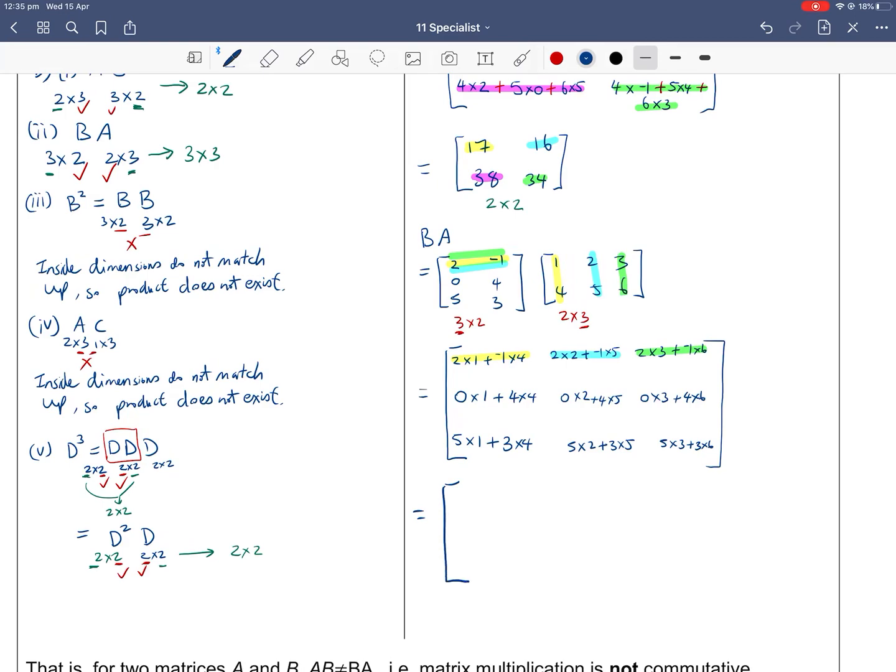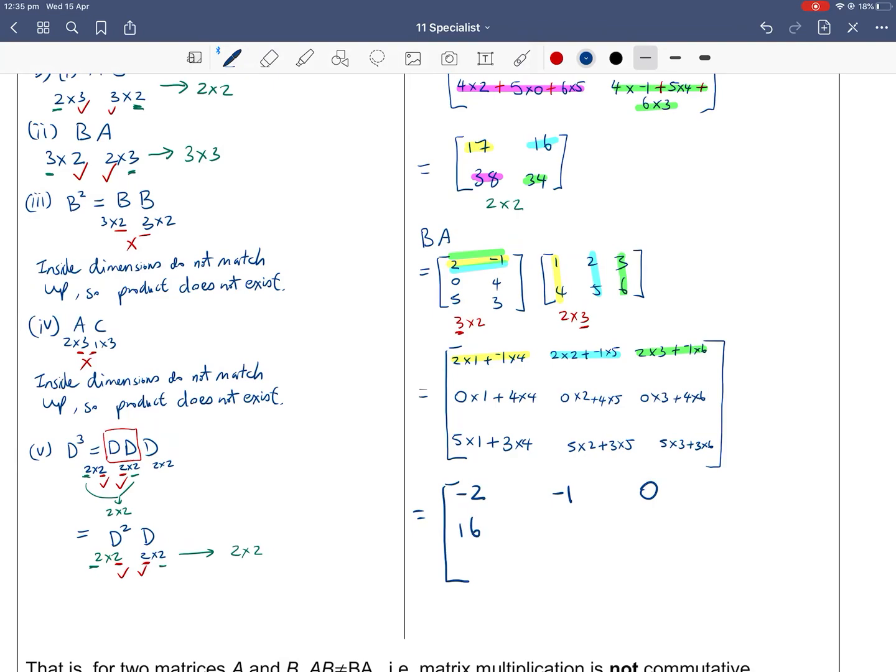And then we finish off with the answer and actually working it out. So 2 times 1 is 2, minus 4 is negative 2. Going across, 2 times 2 is 4, 4 minus 5 is -1. 2 times 3 is 6, minus 6 is 0. Next we have 0 times 1 is 0.